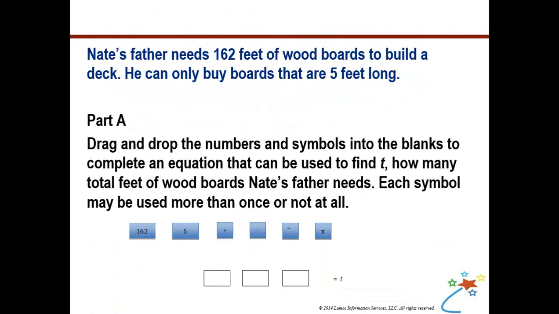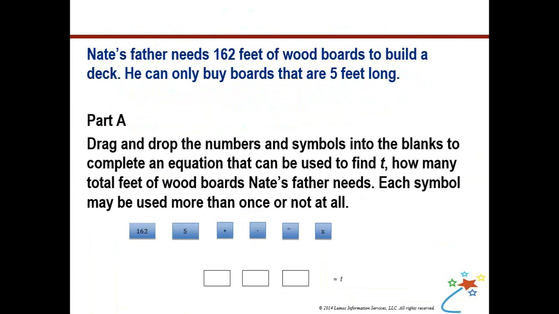So in this question, we will be building the equation to show the total number of feet of wood Nate's father needs. To do this, you would need to drag and drop the numbers and the operations into the correct sequence. You will notice that there are more numbers and operations than the boxes in the equation. That is because you will not use every operation.